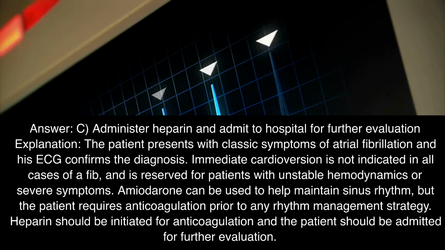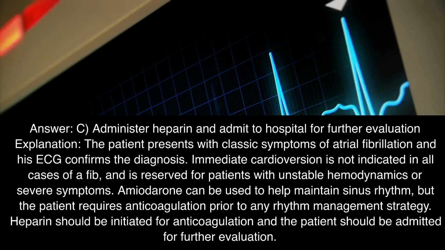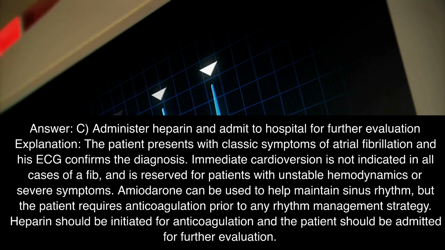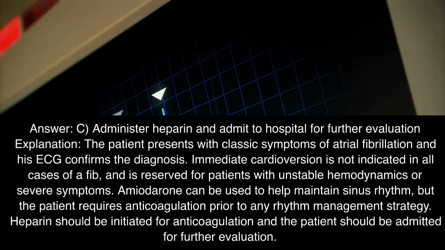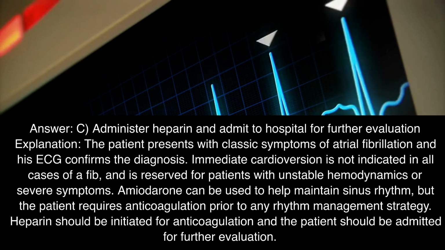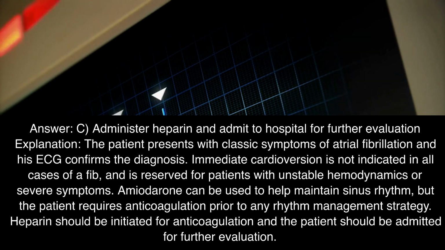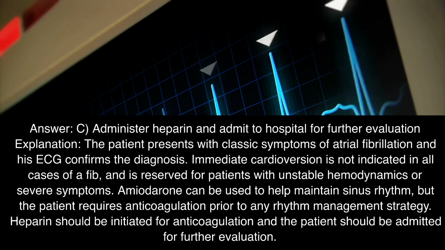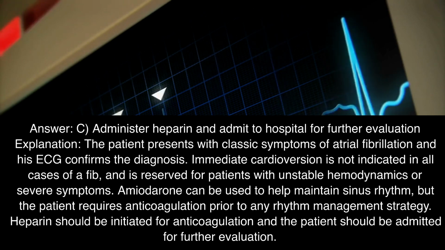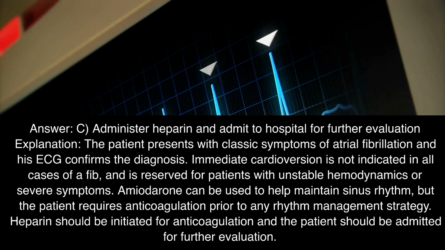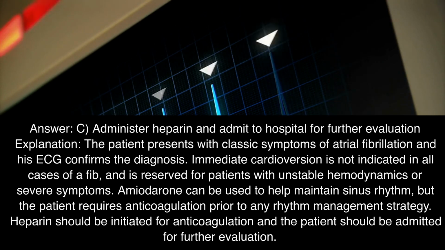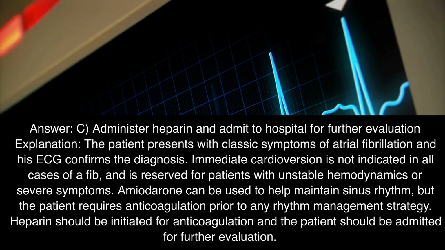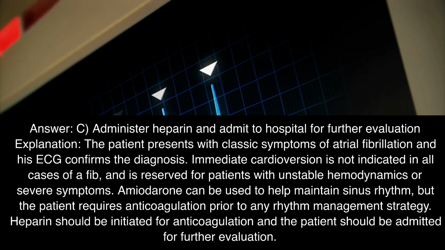Answer. C. Administer heparin and admit to hospital for further evaluation. Explanation. The patient presents with classic symptoms of atrial fibrillation and his ECG confirms the diagnosis. Immediate cardioversion is not indicated in all cases of AFib and is reserved for patients with unstable hemodynamics or severe symptoms. Amiodarone can be used to help maintain sinus rhythm, but the patient requires anticoagulation prior to any rhythm management strategy. Heparin should be initiated for anticoagulation and the patient should be admitted for further evaluation.